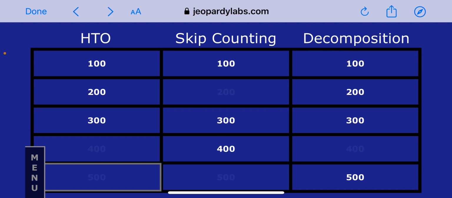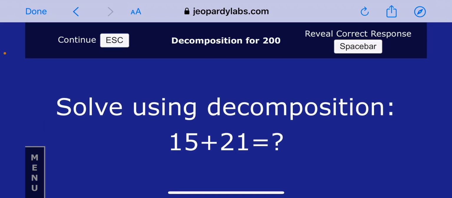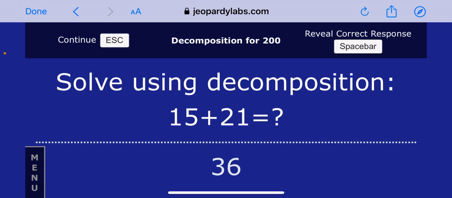Now let's say they pick decomposition for 200. 15 plus 21. So this will be an easy one for them, but they will be tempted to use their 120 counting charts. But they will be discouraged from using this because they need to focus on learning how to use decomposition for their math. So they will decompose their 10s first, which will come out to be 10 plus 20, which equals 30, then 5 plus 1, which equals 6, and they will add those together to get 36.